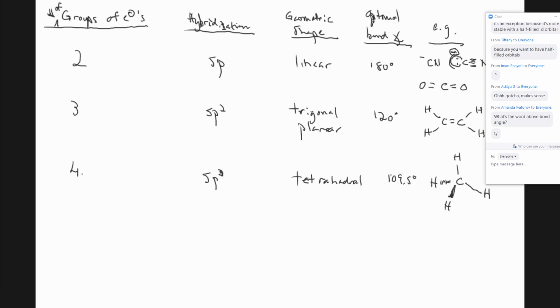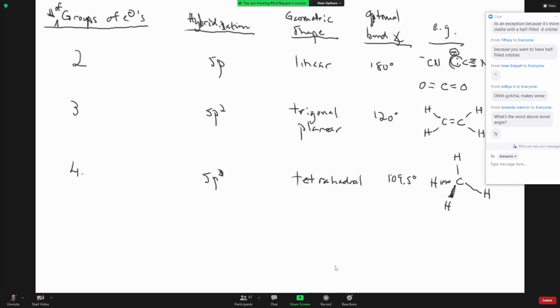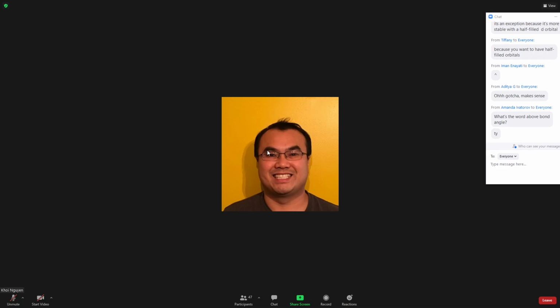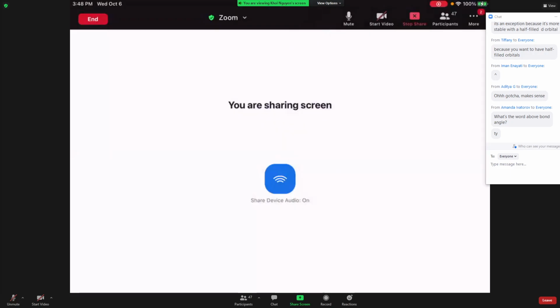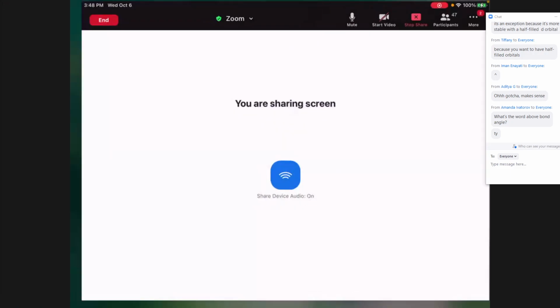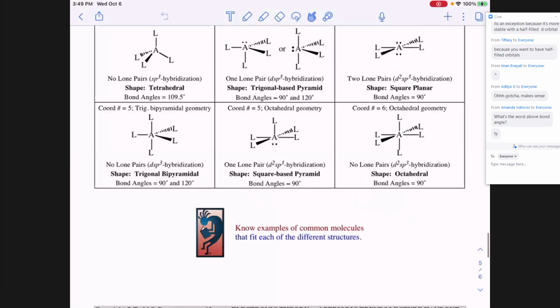5 would then require an s, a p, a p, a p, and a d. Then it becomes dsp3 hybridized. And that gets you your trigonal bipyramidal, right? But what you end up seeing is what you're going to get from your handout. So we have a nice, lovely table within your handout. Once I share it, right here.